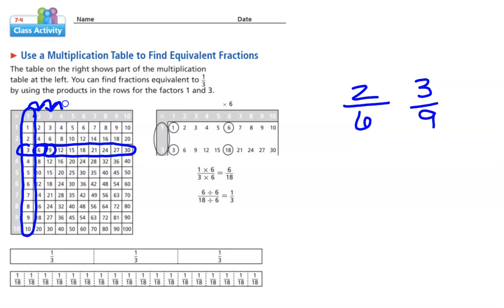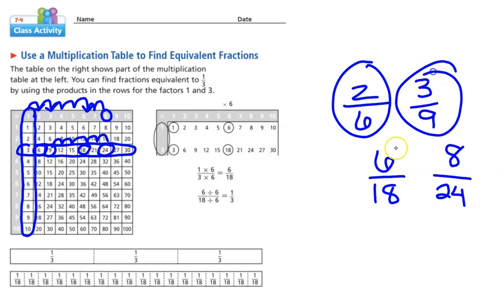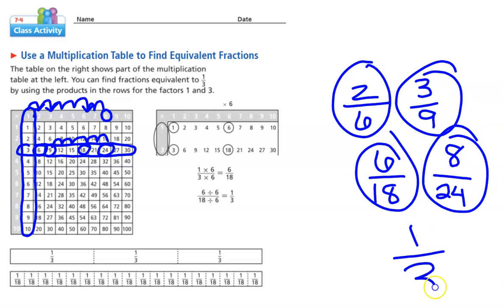If I move over 3 places, that would have been a 6 as my numerator, and if I moved over 3 places, that would have been an 18 as my denominator. So you see how they're equal numbers apart from each other. If I were to go 2 more places over, that would give me an 8 as my numerator. And if I were to go 2 more places over here, that would be a 24 as my denominator. All of these right here are equal to 1/3. They all mean the same thing.